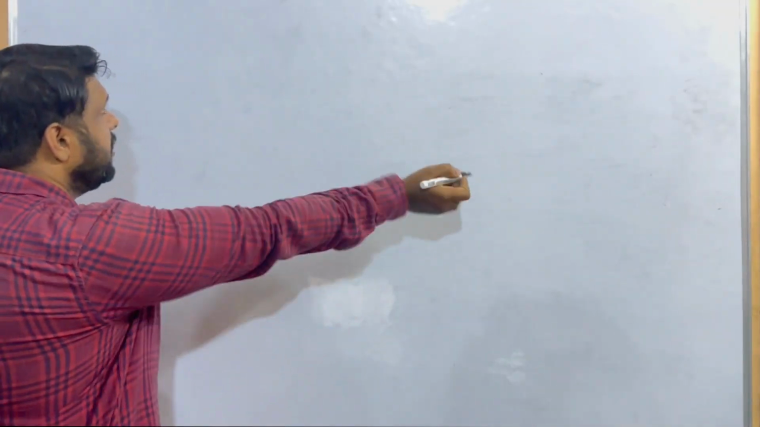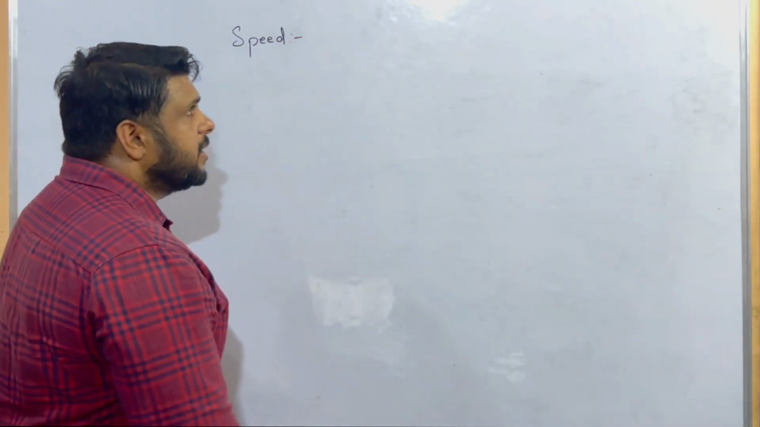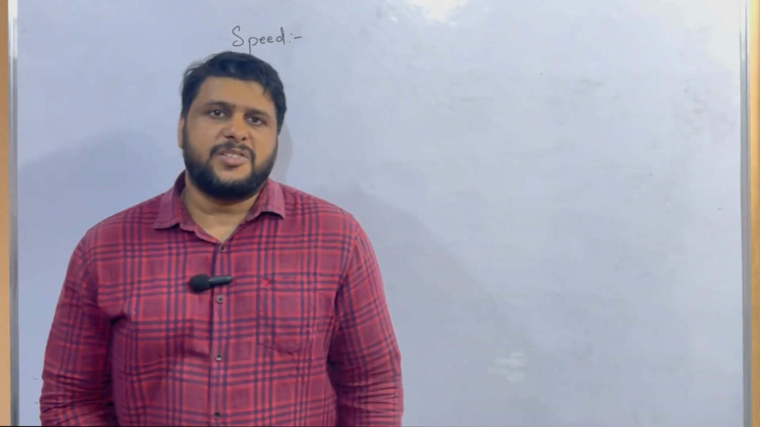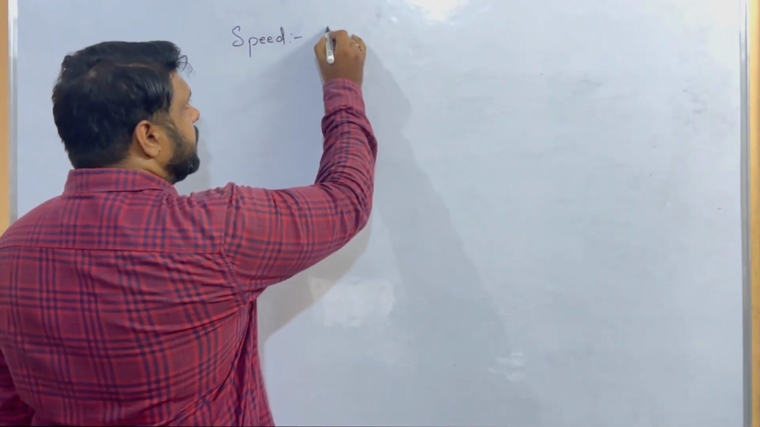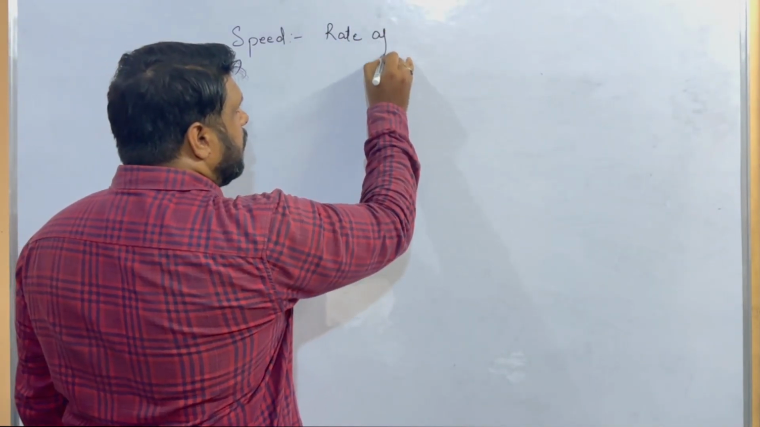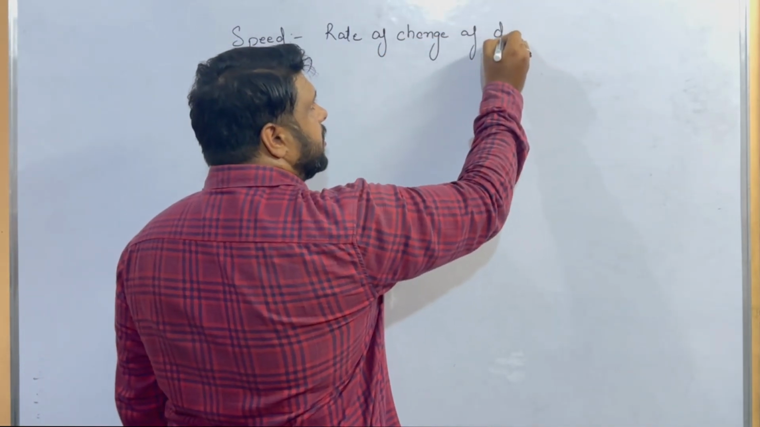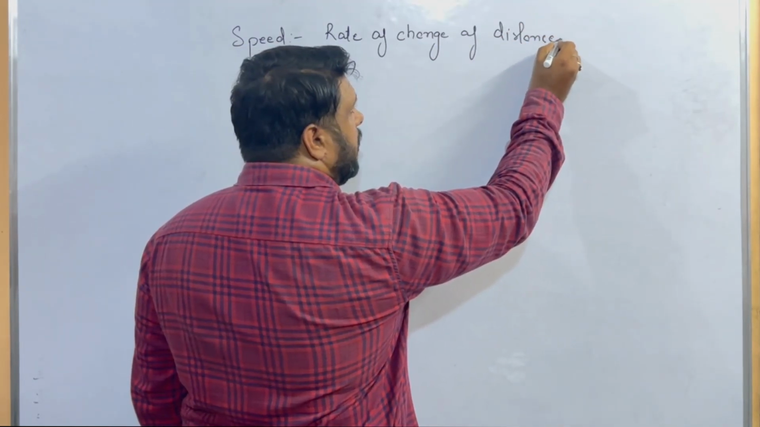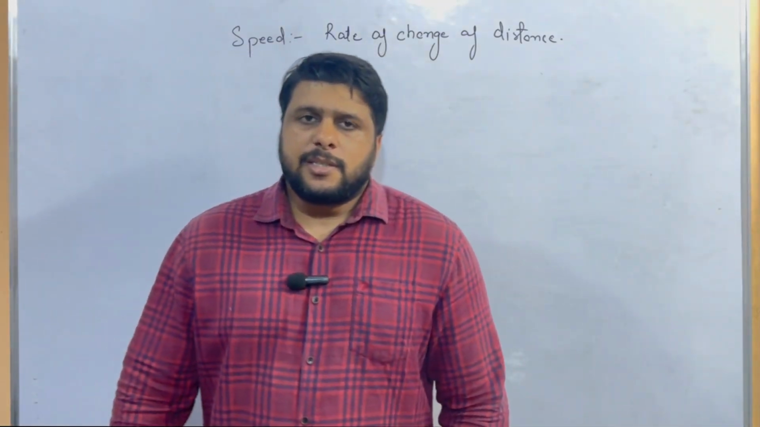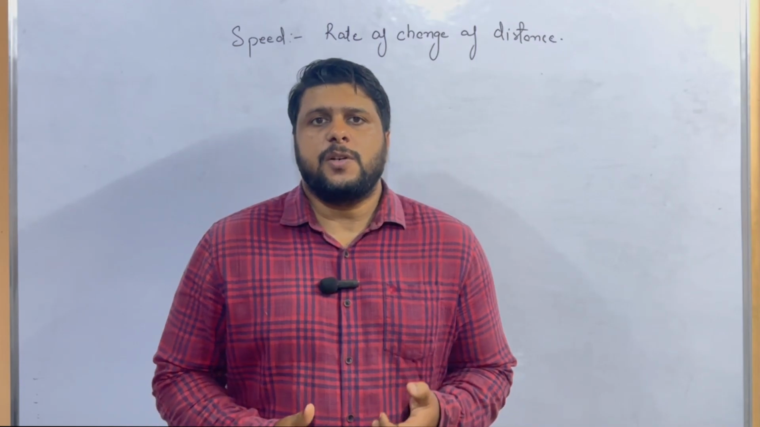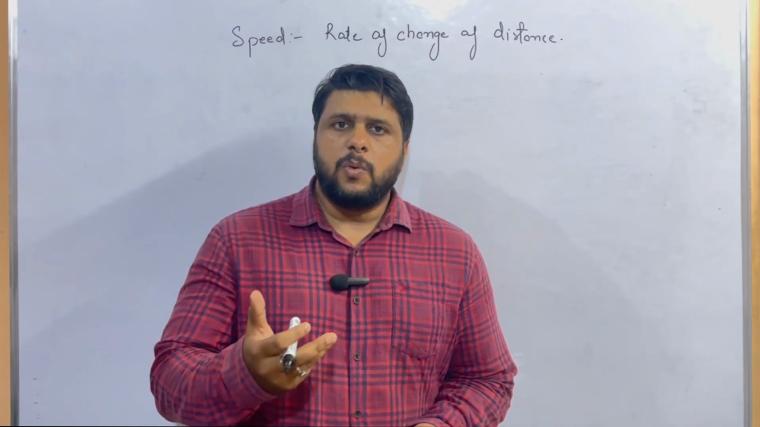All of you might have heard about speed from class 9th. You have been reading about speed from class 9th, and it is defined as the rate of change of distance. So the simplest definition of speed is rate of change of distance. What does this definition exactly mean? You need to understand that it says how our distance is changing with time. So that gives us the speed of a moving object.